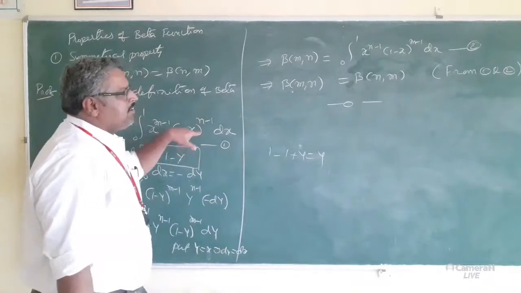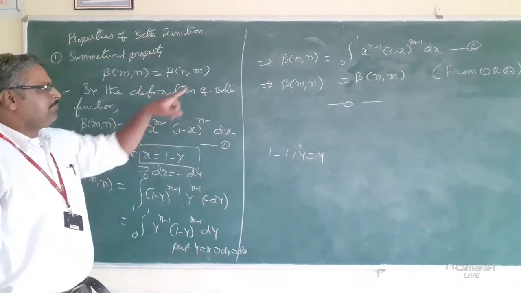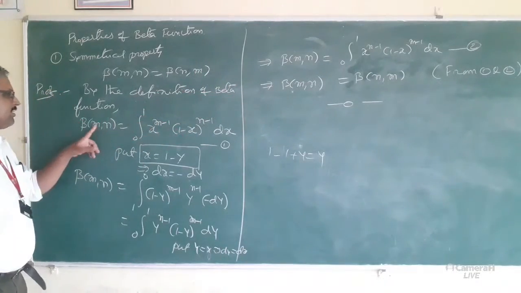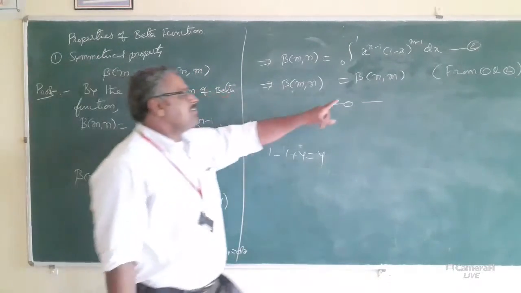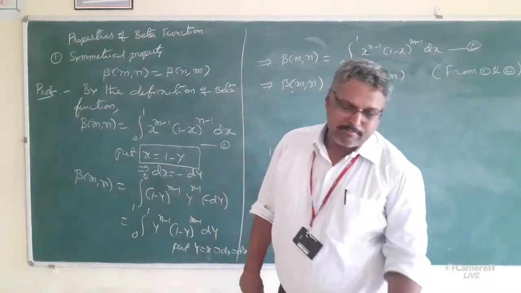So if you observe the right hand sides of equations 1 and 2, in place of m you will get n, and in place of n you will get m. That's why, interchange these two. This expression is the same as beta mn. Beta mn equals beta nm.